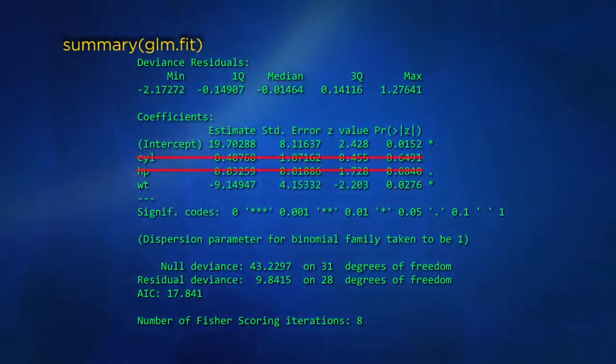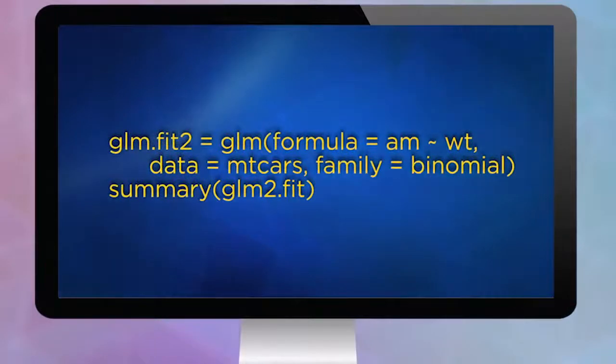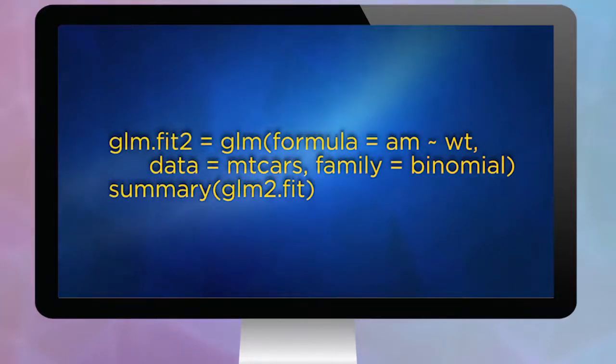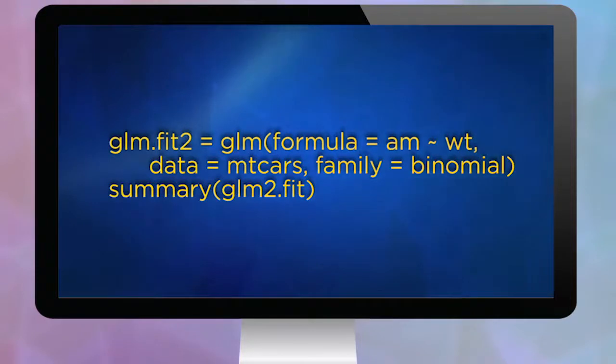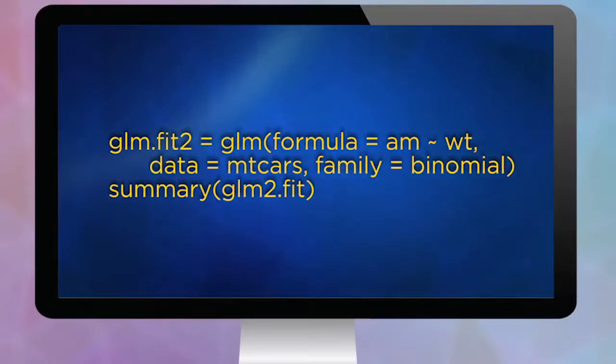So let's remove those other insignificant terms and rerun our model. Here's our code in R. I'm going to call that glm.fit2 because this is our second time running it. And notice now my formula has changed. I'm only measuring AM, which is automatic or manual transmission, as a function of weight. Again, from the mtcars data set from the binomial family. And that binomial assumption goes to the variable AM.